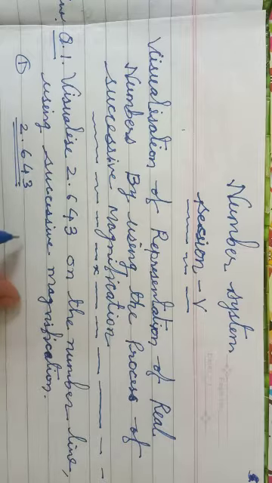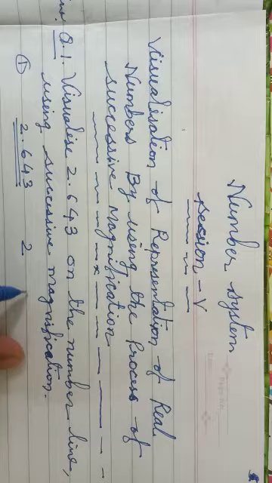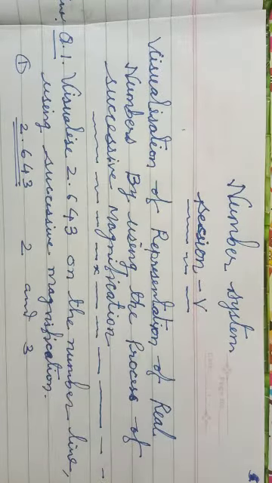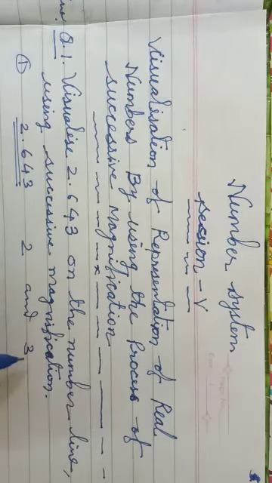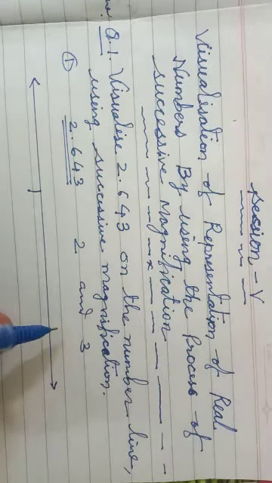2.643 lies between 2 and 3. So we should take 2 and 3 on the number line first.